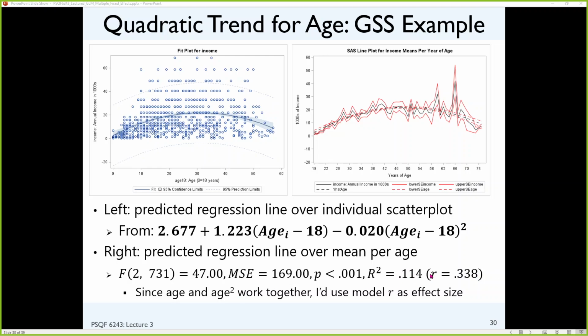Now, because age and age squared work together, I would use the R square for the model as my effect size for this. I wouldn't try to compute partial R's for each of these things because that doesn't make a lot of sense in this context. So R square means what again? We'll do more reviewing.